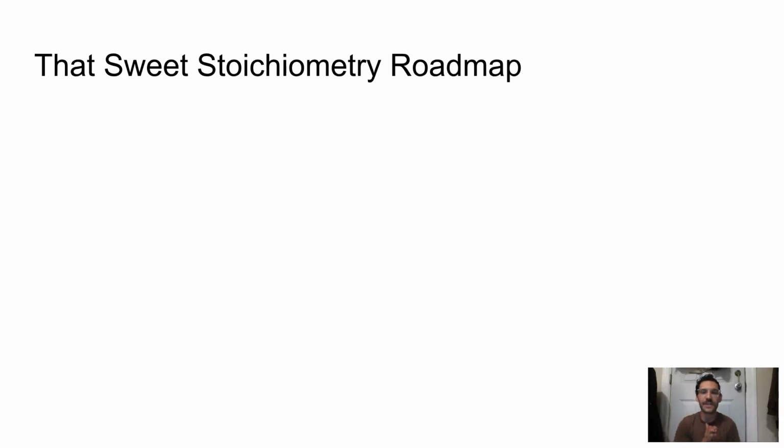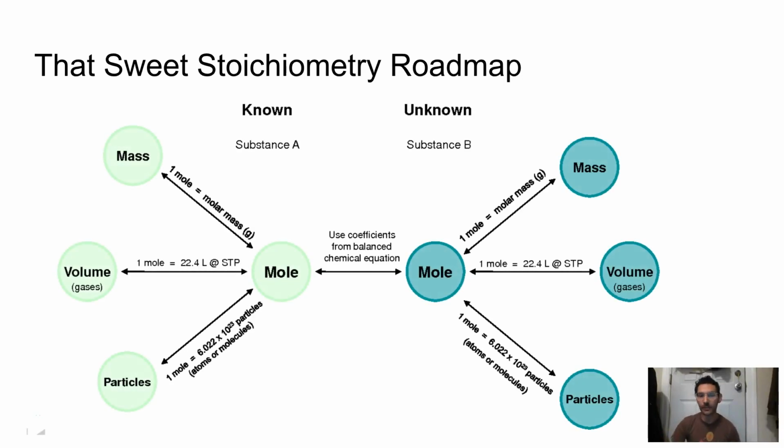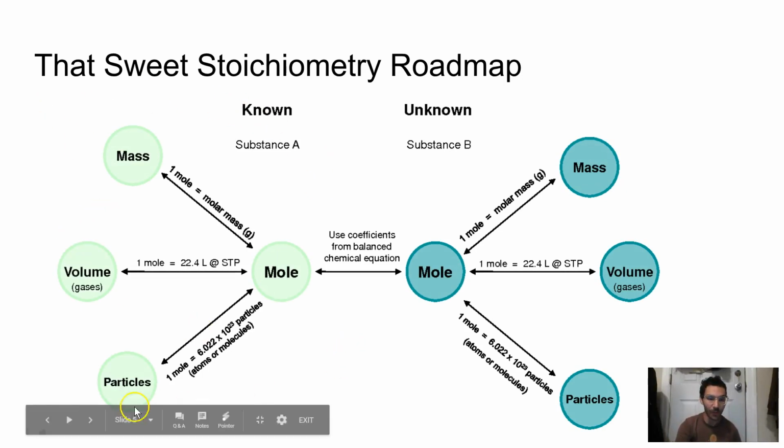But what's really cool here is this thing we're going to use called the stoichiometry roadmap. We previously looked at the mole roadmap. Well, the stoichiometry roadmap is like the mole roadmap, but a little bit extra. You see, it's got all the same components as the mole roadmap. It's got moles, convert to mass, convert to volume or particles. But now it has 2 different versions of that.